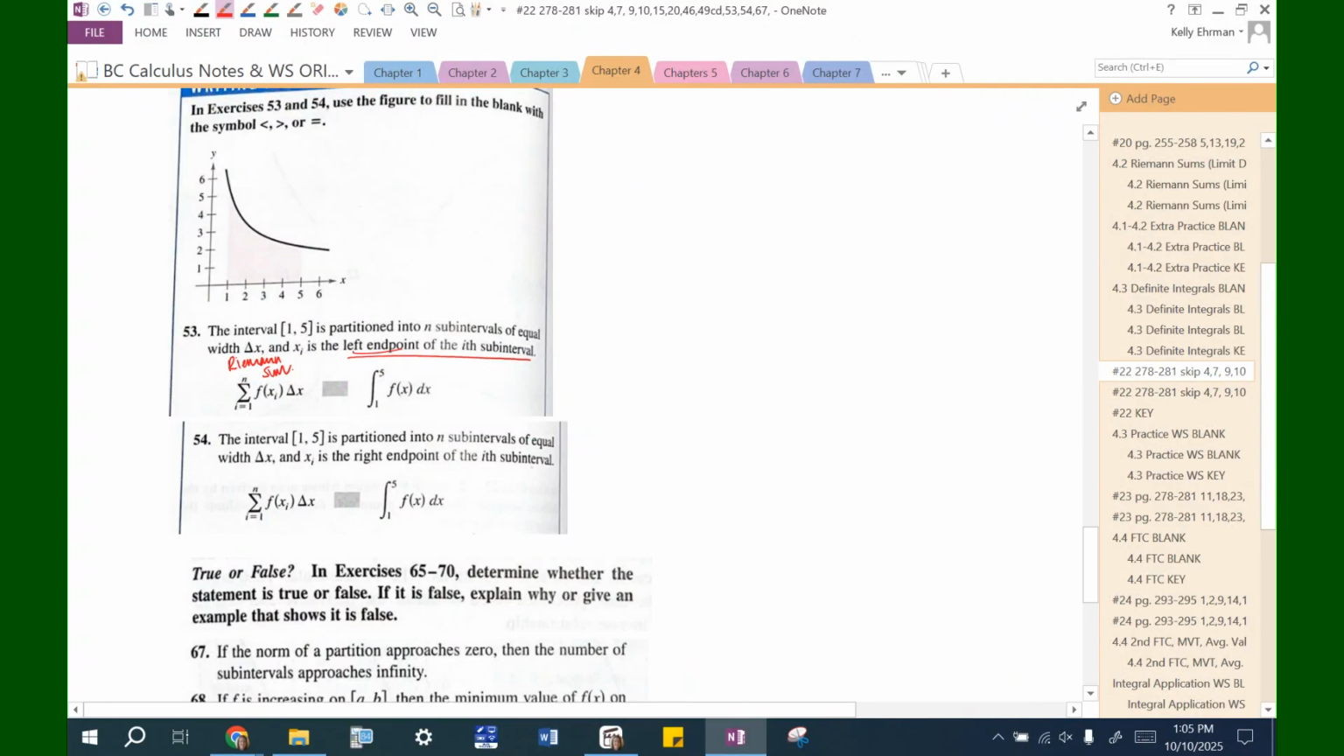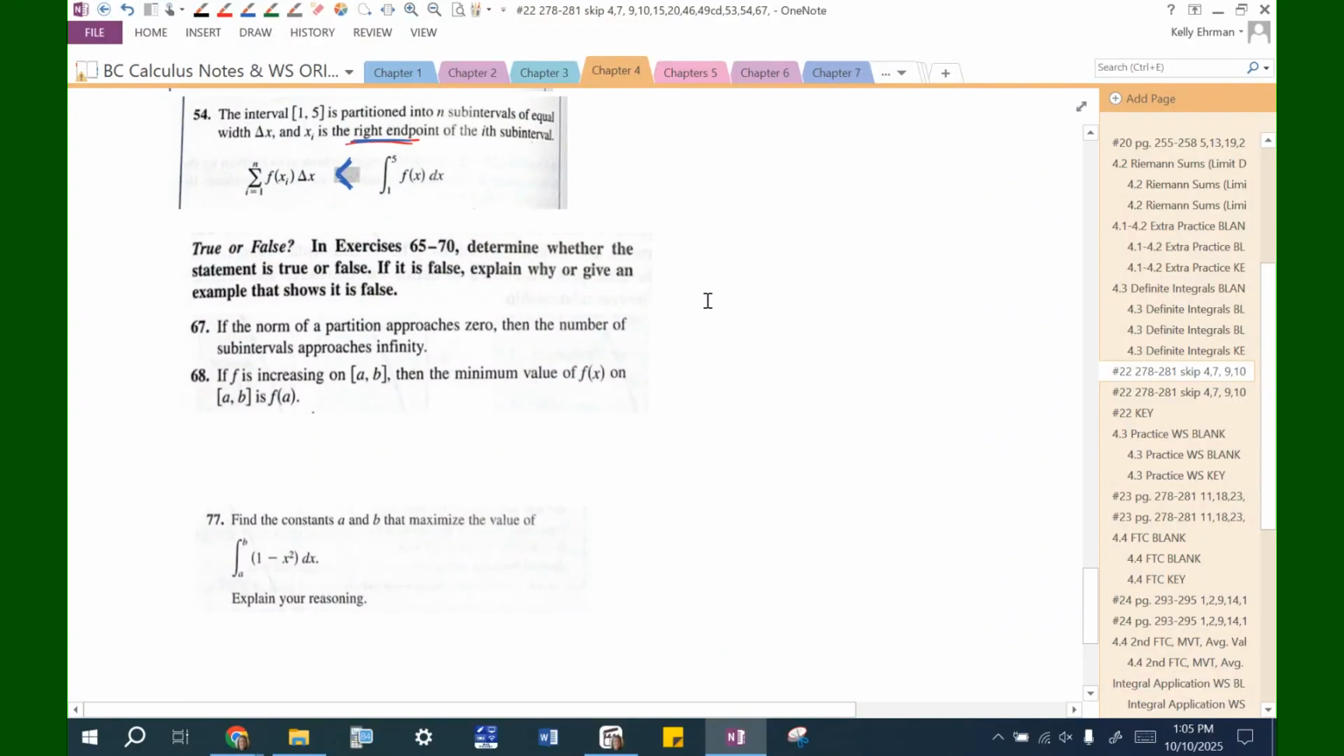So if we use left, sketch it in here, left is an overestimate, greater than. If I use the right endpoint, take a look there. The right endpoint is going to be underneath the curve, so the Riemann sum will be less than the actual area.